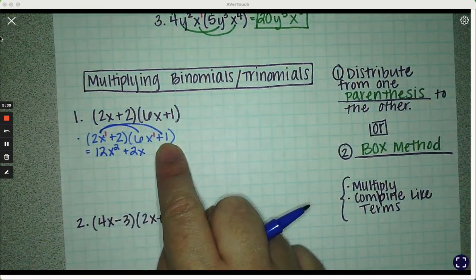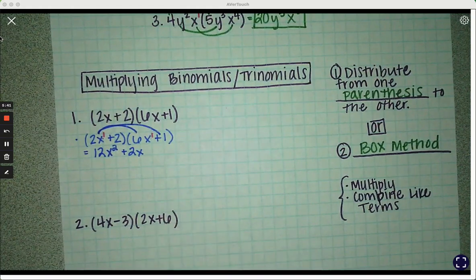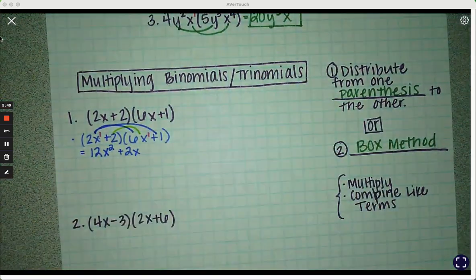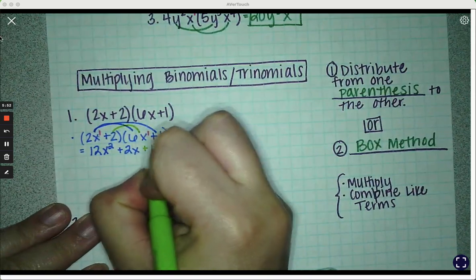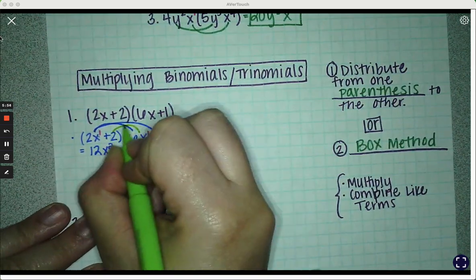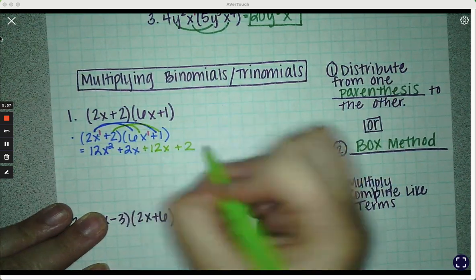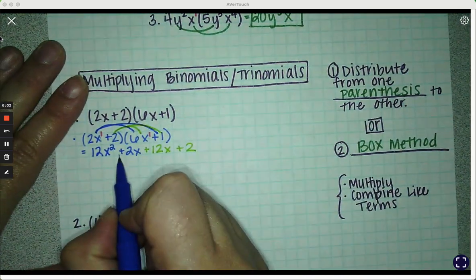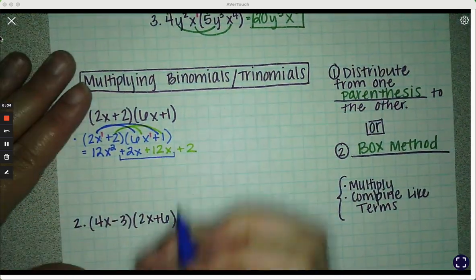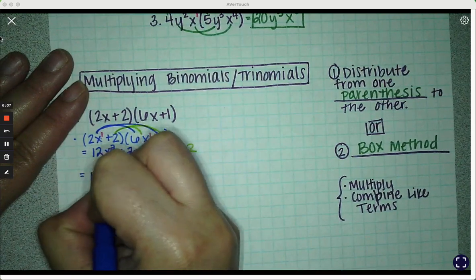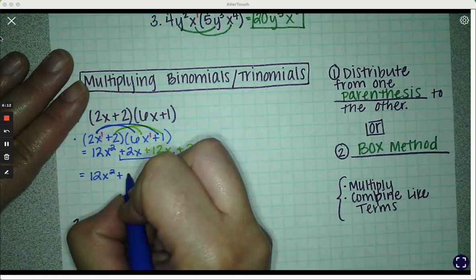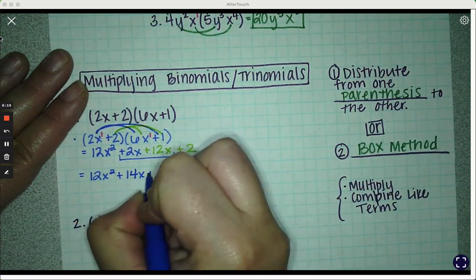Okay, so that was distributing the 2x to everything over there. I still have to distribute the 2. So now I'm going to go 2 times 6x, which is a plus 12x, and 2 times 1, which is 2. If we did this right, our like terms should be right here in the middle. Okay, so our answer is 12x squared plus 2x plus 12x, 14x plus 2.